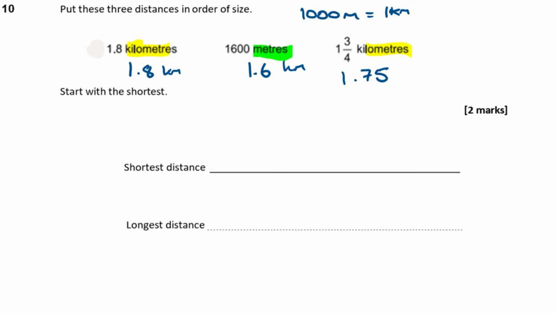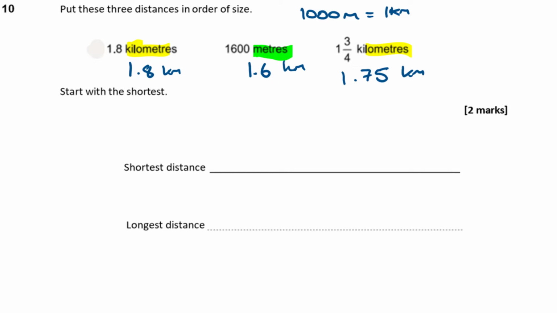So 1 3/4. If I press equals and then symbolic to decimal, I've got 1.75. Okay, so now I've got them all in kilometers and all decimals. It's really easy to see that.